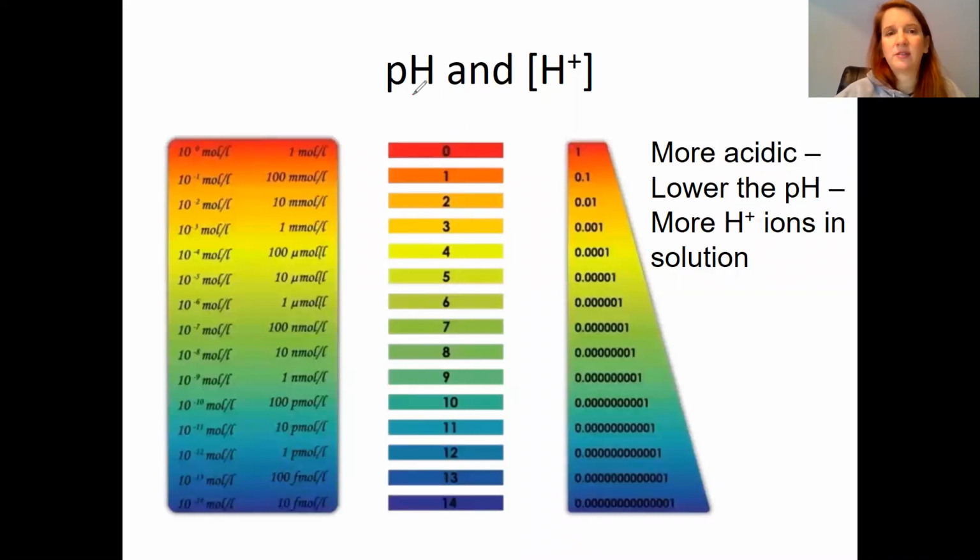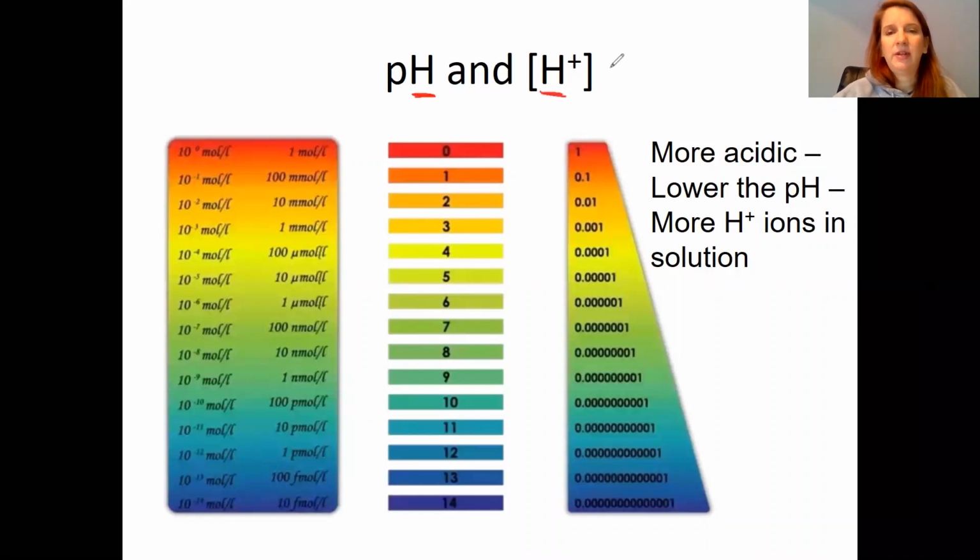Since it has the H in pH, it's talking about the hydrogen ion, and we know that hydrogen ions are something acids have, because acids dissociate, producing that hydrogen ion in solution. So since acids dissociate into hydrogen ions, acids have a high hydrogen ion concentration. If it has a low pH, it's going to have a lot of hydrogen ions in solution. If it has a high pH, it doesn't have a lot of hydrogen ions in solution.